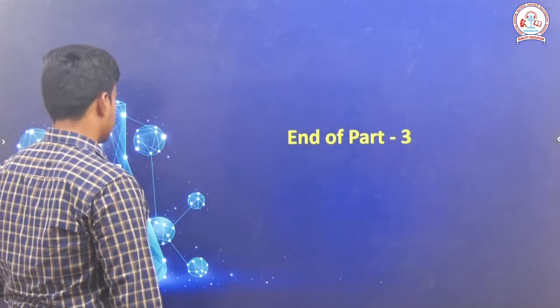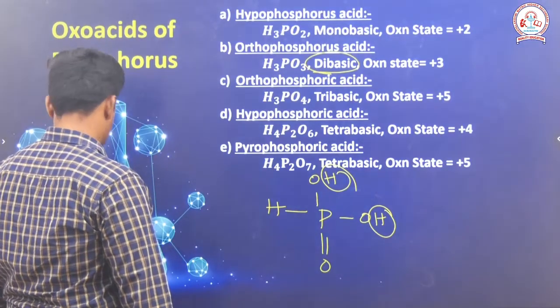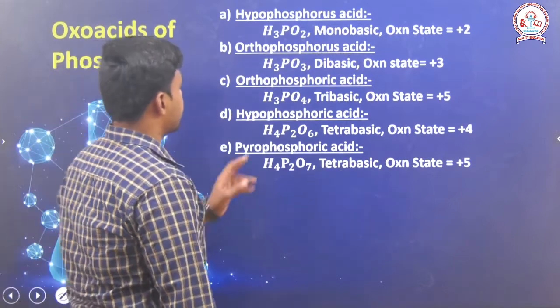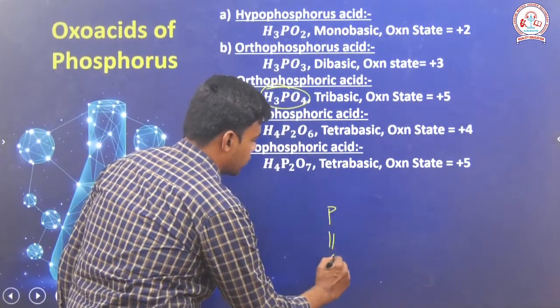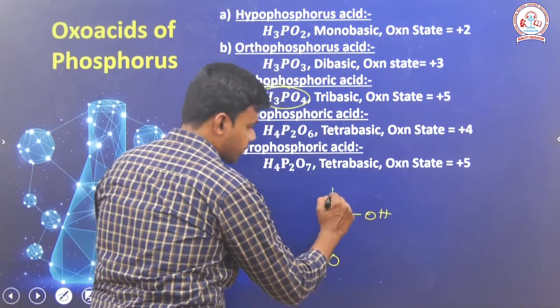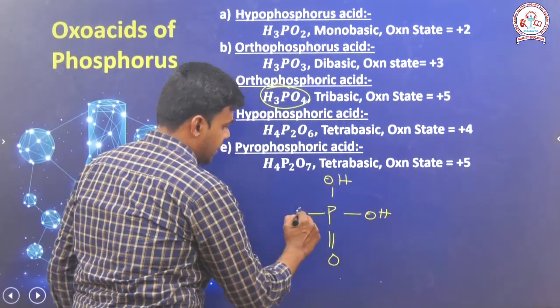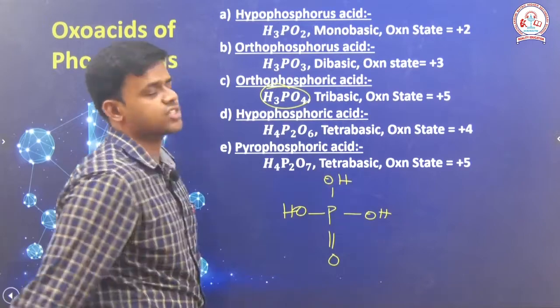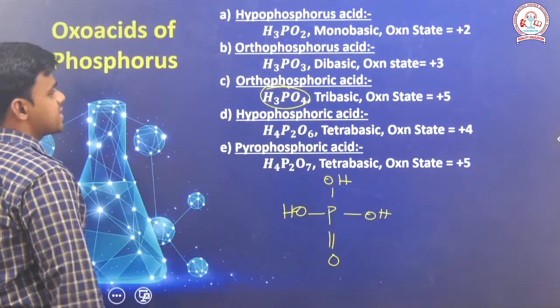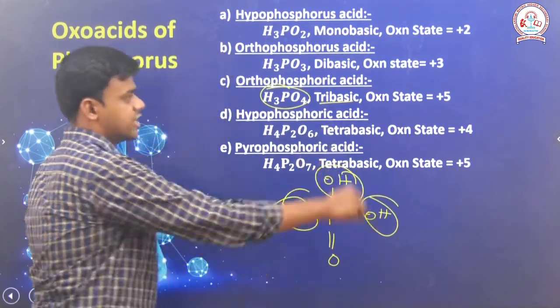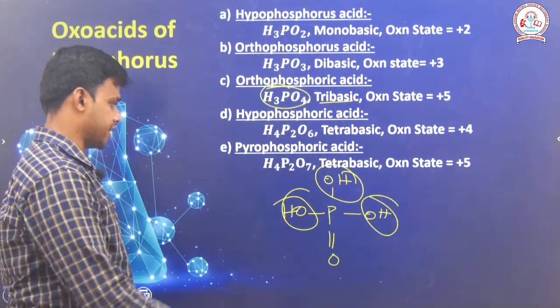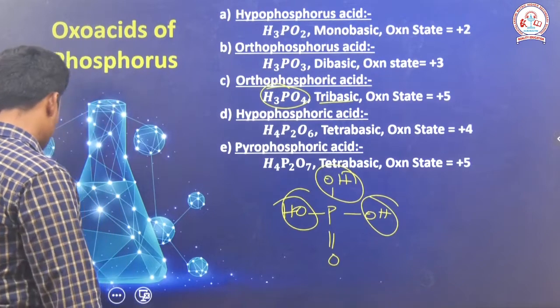The next one is H3PO4, which is P double bond O, OH, OH and OH. So H3PO4 is a tribasic acid, 3 hydrogen are capable of being replaced, and the oxidation state over here is +5, right.